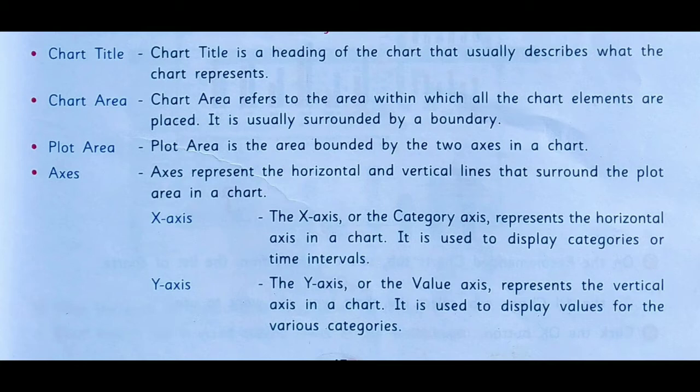Then plot area. Plot area is the area bounded by the two axes in a chart. Then axis. Axis represents the horizontal and vertical lines that surround the plot area in a chart. In axis there are x-axis and y-axis. X-axis or the category axis represents the horizontal axis in a chart. It is used to display categories or time intervals. Y-axis or the value axis represents the vertical axis in a chart. It is used to display values for the various categories.